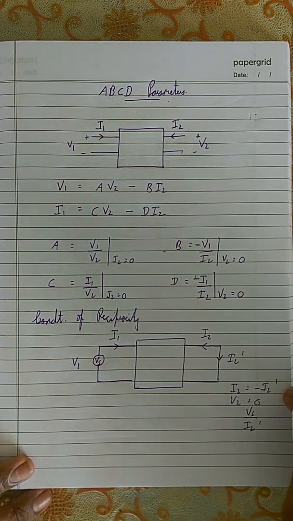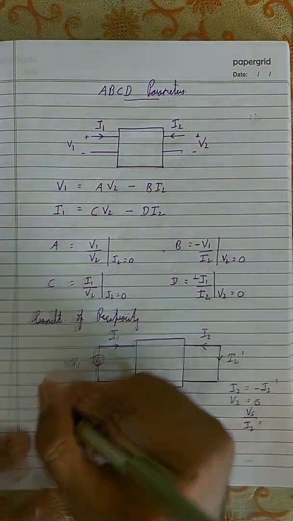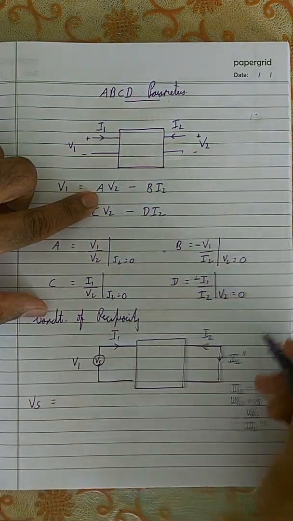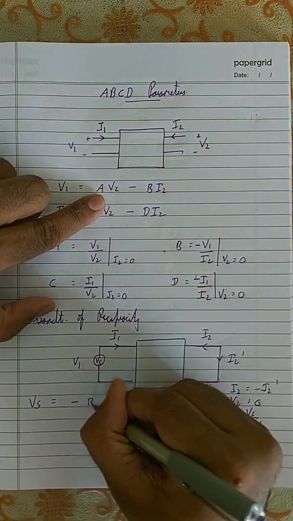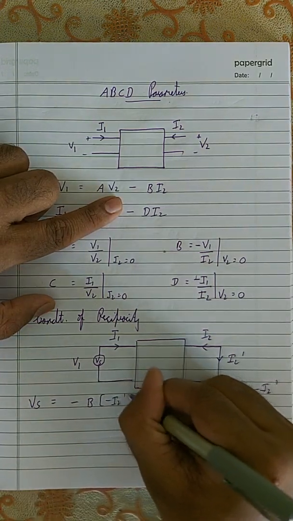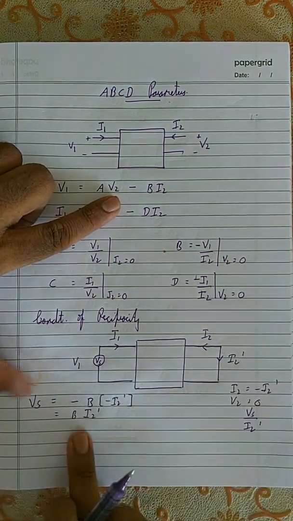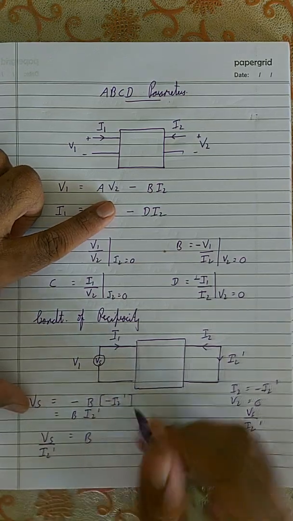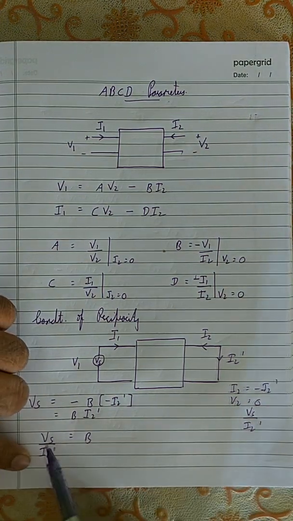To do that, all I have to do is substitute these values over here. What is V1? V1 is Vs. So Vs is equal to A, and V2 is 0, so this term becomes 0 minus B, and what is I2? I2 is minus I2 dash. So therefore this is nothing but B I2 dash. Or in other words, I already found the ratio, right? That is Vs by I2 dash is equal to B.